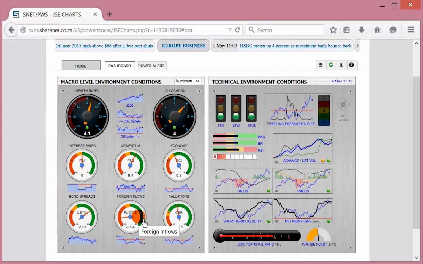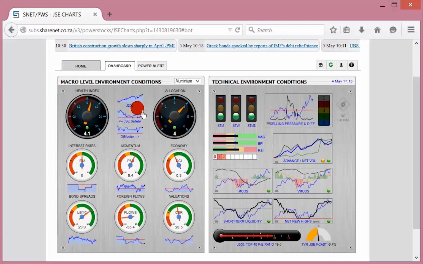determining whether we are heading into a bear market or recession. Very briefly, they are the interest rates environment, the actual market momentum itself, the state of the economy, bond spreads, foreign inflows, and of course market valuations. And these are all combined together into a gauge which gives us a health index, which if it falls below 0, we're into a bear market or a weak market, and if it rises high above 0, means we're in a very strong market.